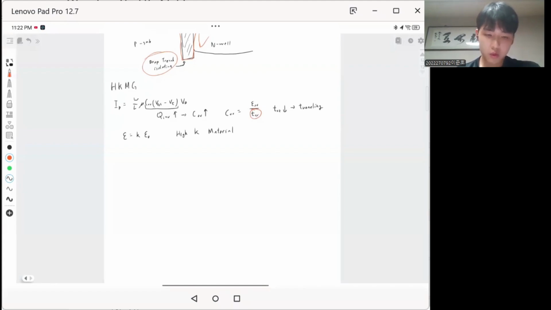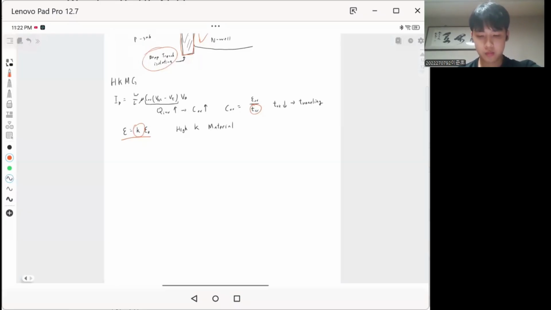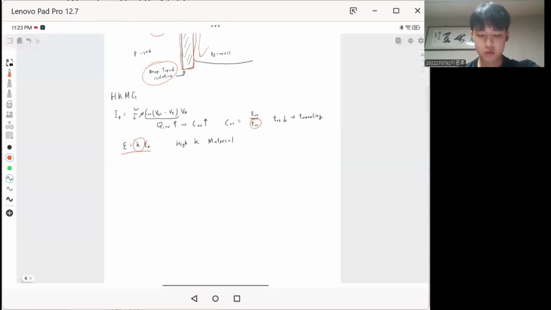So we have to make the oxide from another material. You can write epsilon as K epsilon 0. So we have to use a high-K material to increase the capacitance of the oxide.